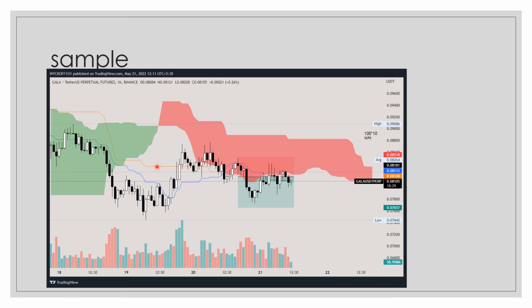I have switched off the lagging span, the Chikou span, because I don't use it much. You can keep it if you want to. This is just a sample, and this video was just an introduction to the Ichimoku system. We will cover the strategies of the Ichimoku Kinko Hyo system in the next part of the video. Watch this video again and again until you develop some grasp over the components of the Ichimoku system.